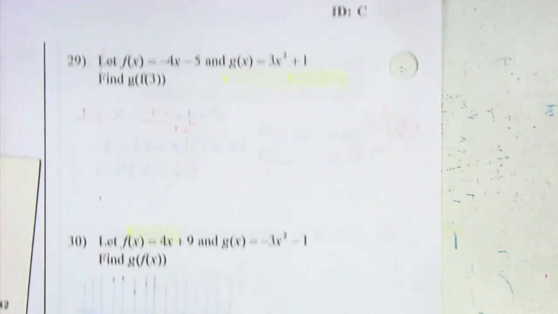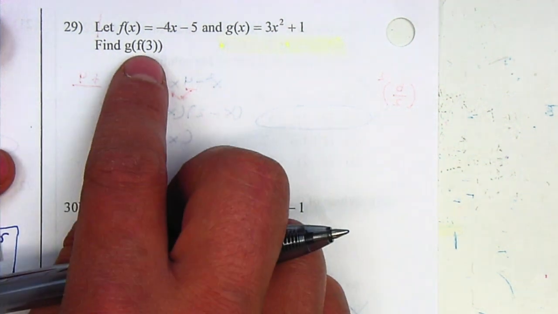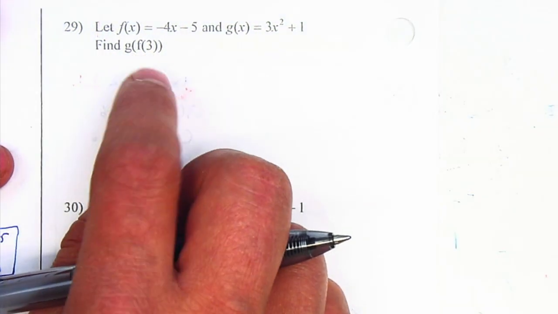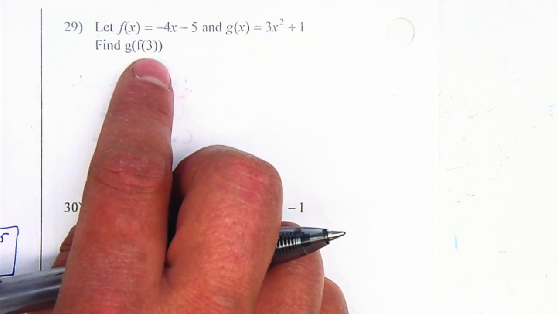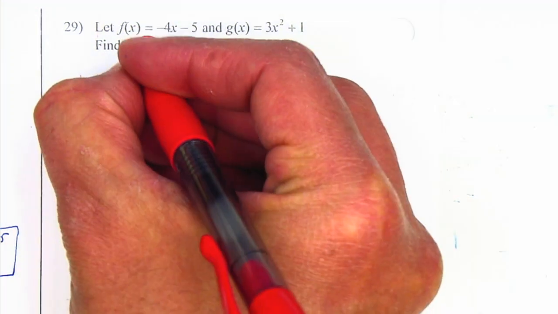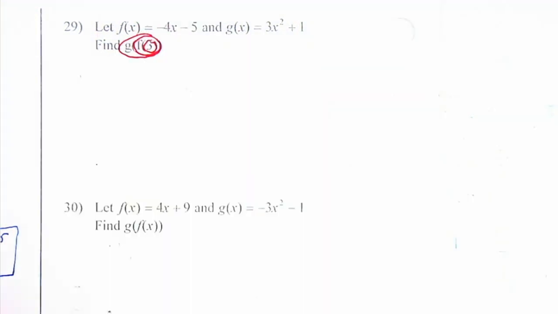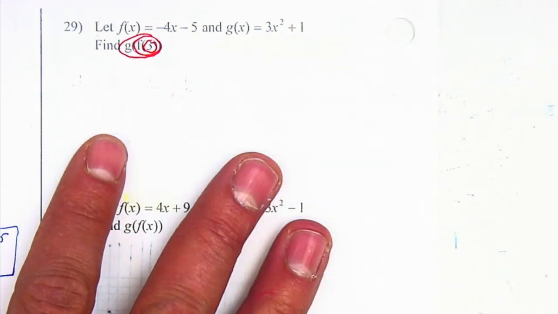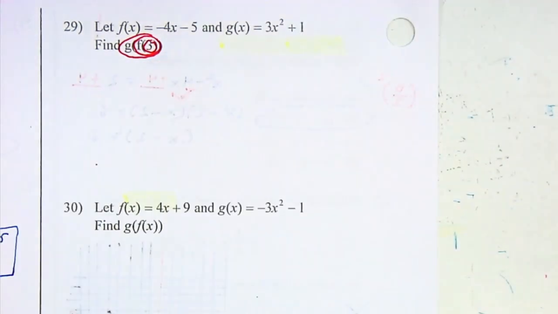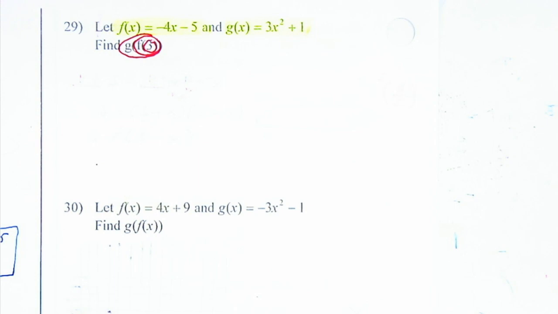Let's continue with problem number 29. On problem number 29, we have a composition. We need to find g of f of 3. So we need to plug in the 3 inside the f, and whatever we get, we need to plug into the g. Some of you might do it slightly differently, but I prefer to do it the simpler way. They give you f of x, and they give you g of x.